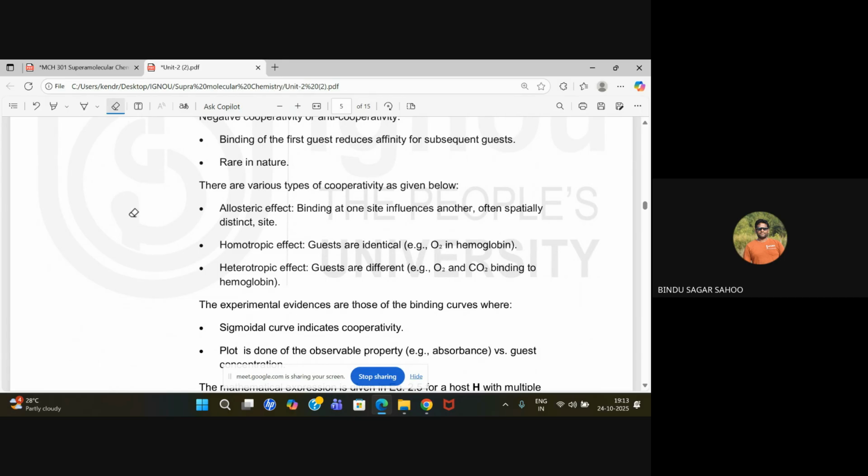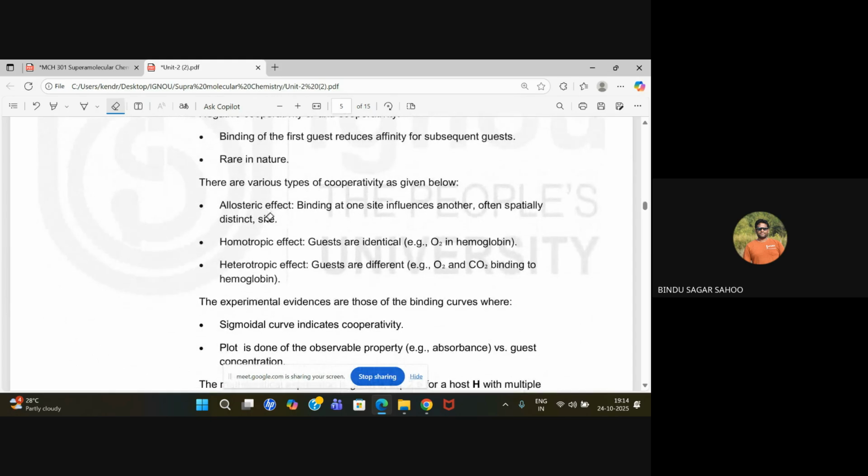There are other types of effects also, called allosteric effects. Binding at one site influences another, often spatially distant, site. So these are another type of effect. If the binding at one site occurs, it can affect the other site also, in a positive way or in a negative way. It depends particularly on the guest-host environment.